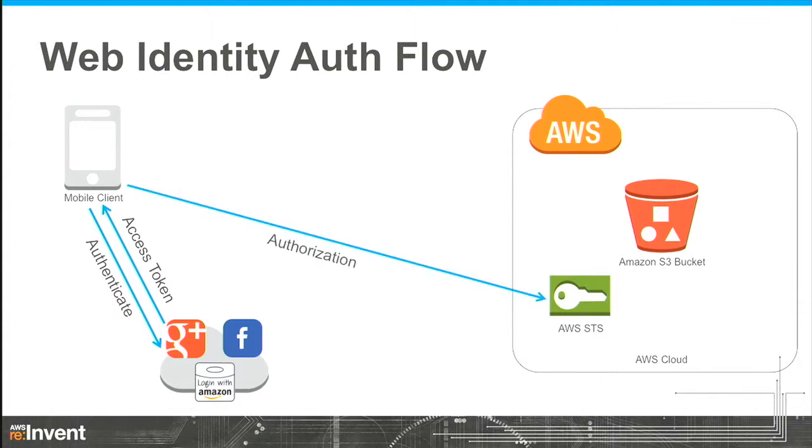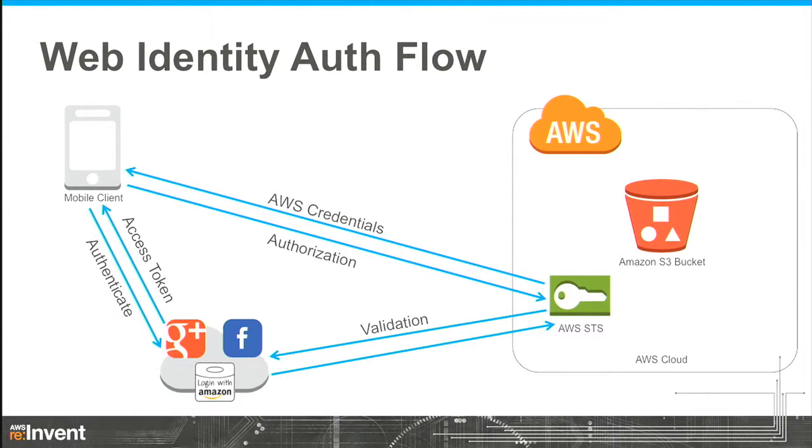We authenticate with the AWS Secure Token Service, which is a feature of IAM, Identity and Access Management. And then on the back end, STS validates that that token is valid for the application. And if it's valid, STS will then return us temporary AWS credentials, which we then can use to access our resources, such as our S3 bucket.